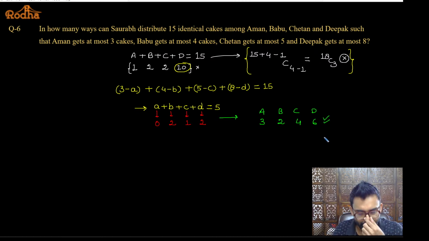Yes or no? So what I am doing, I am limiting the number of cakes everybody is getting by subtracting the cakes they are not getting from the maximum number of cakes that they can get. Every solution of this equation is perfectly alright. Every solution. I'll take one more case. Let's say this is 0. This is 0. This is 0. This is 0. Chalega?